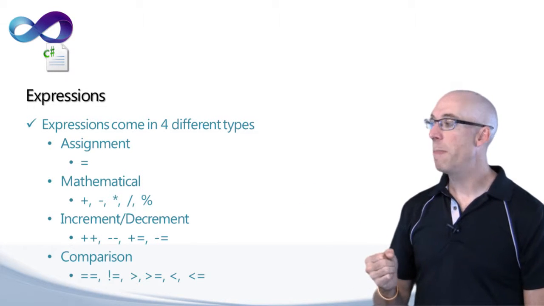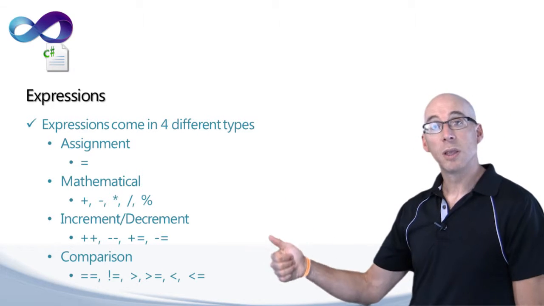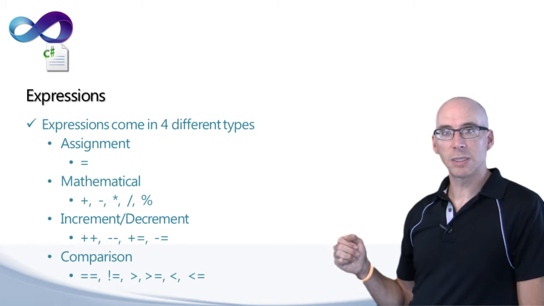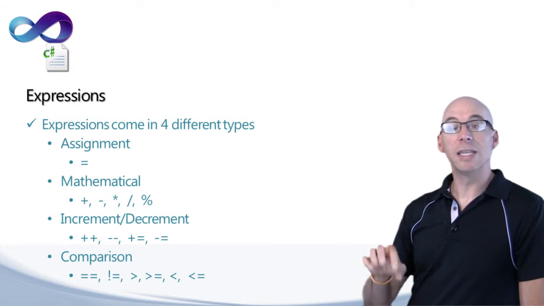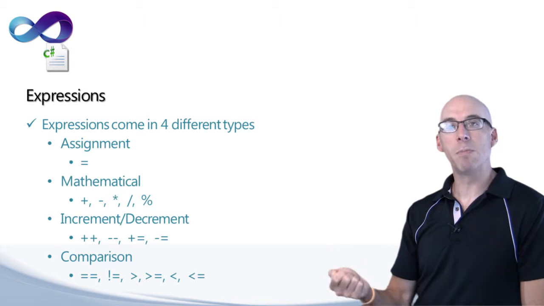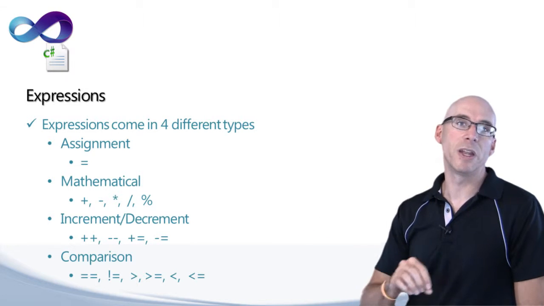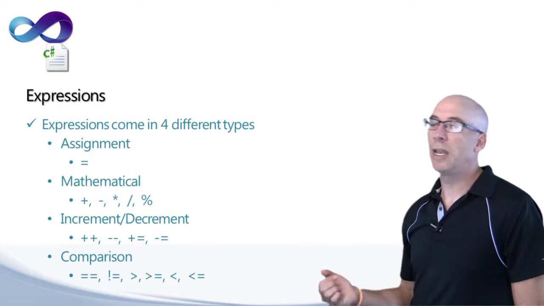We then have our mathematical symbols. Our mathematical expressions are add, subtract, multiply, divide, and then we have a percent sign. The percent sign is mod. What mod does is it performs a division, but it only returns a remainder. And this is a fantastic tool, especially if you want to find out if anything's like a base 2 or whatnot. And then we have our increment and decrement.